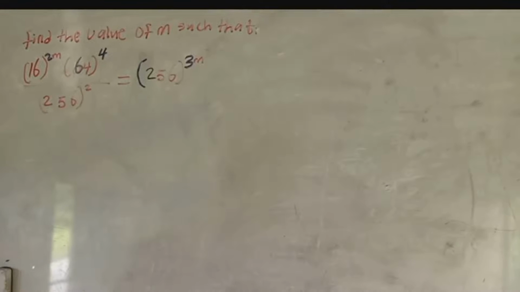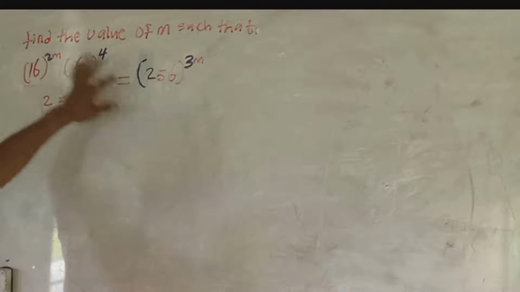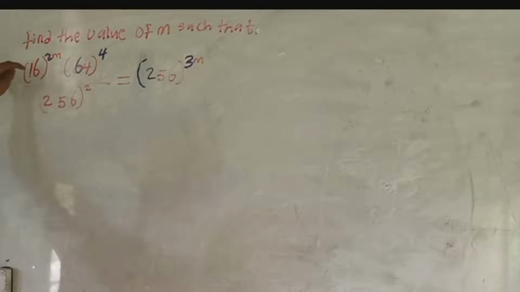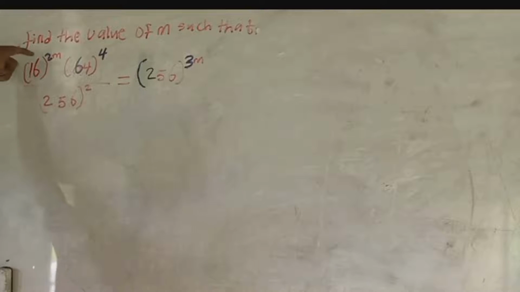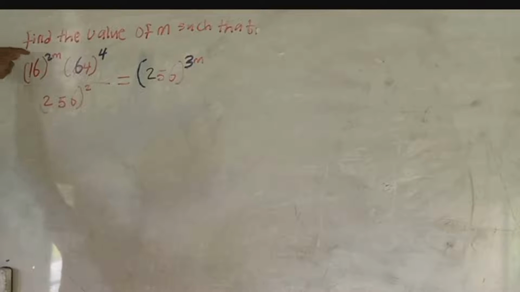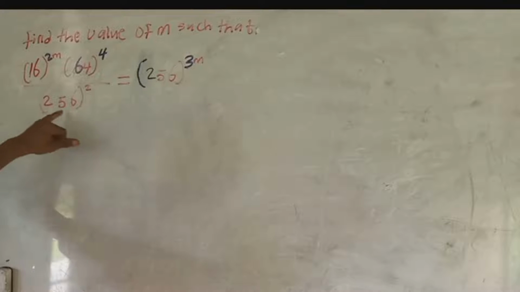So what we just do here now is to make these numbers in indices form. What are the numbers that we can put here that have the same base? We need a number that can be raised to some power to give you 16, raised to some power to give you 64, and raised to some power to give you 256.